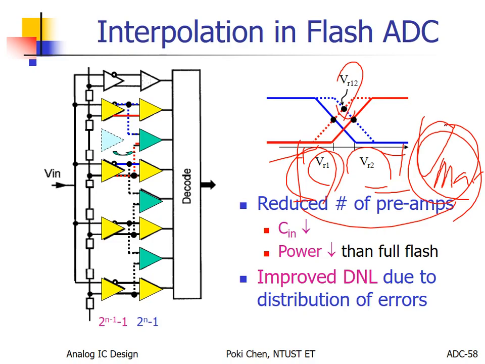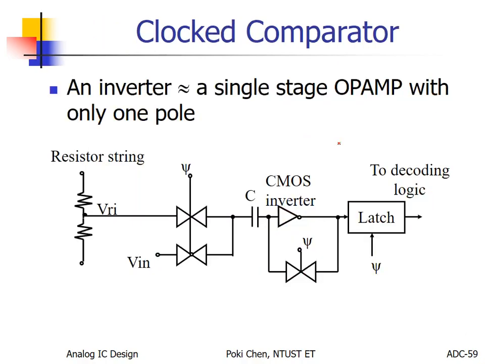So as an averaging, VR2 is still less than this, I mean, for error, for inaccuracy. So in this way, we can improve that kind of DNL for this one. Okay, that's it. Yeah.